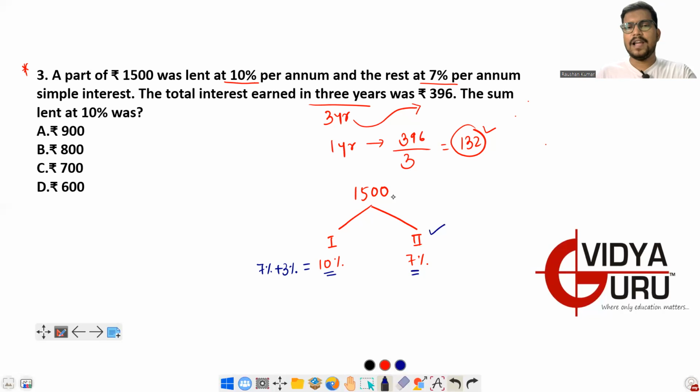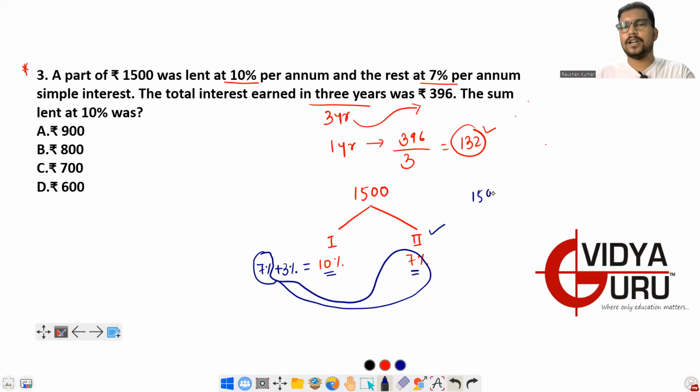What I am doing here is taking 7% of the whole part, that is 7% of 1500. I'm assuming and solving 7% of the whole amount, 1500. If I solve 1500 into 7 by 100, how much should it be? It will be 15 into 7, which is equal to 105.